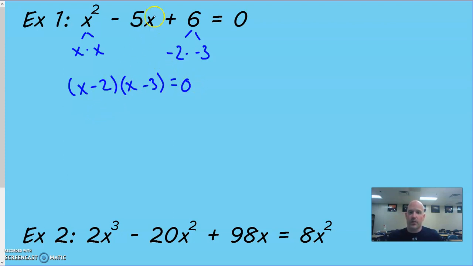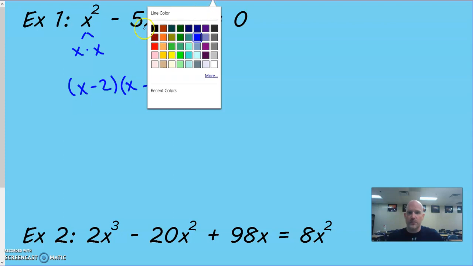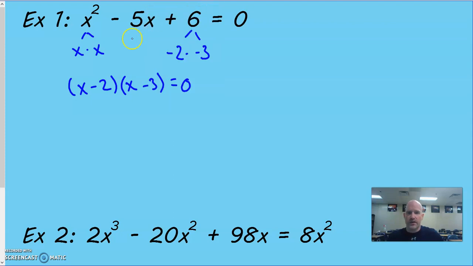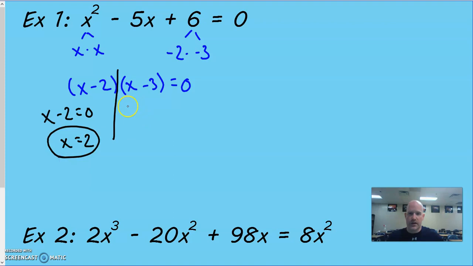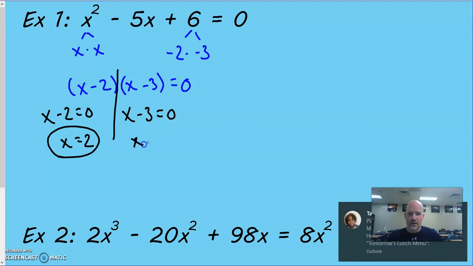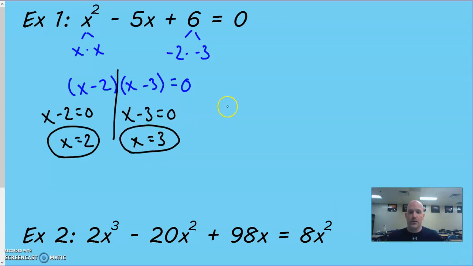So what I'm going to do is take each one of these factors and set it equal to 0. I'm going to take this x minus 2, set it equal to 0, add 2 to each side, so x equals 2 is one of my solutions. The other one is going to come from here, where I'm going to say x minus 3 equals 0, add 3, so I'm going to get x equals 3 over here. So those are my two solutions.